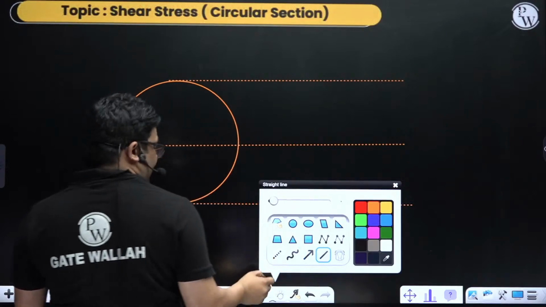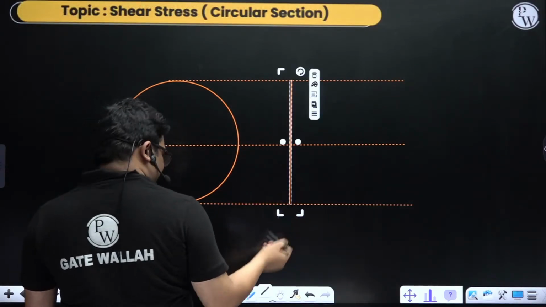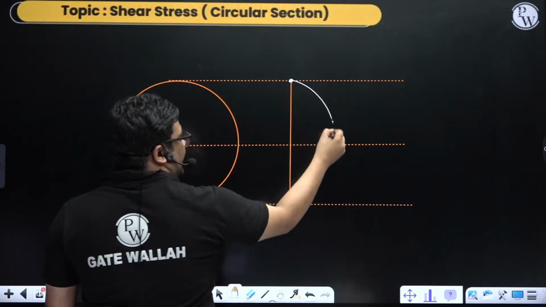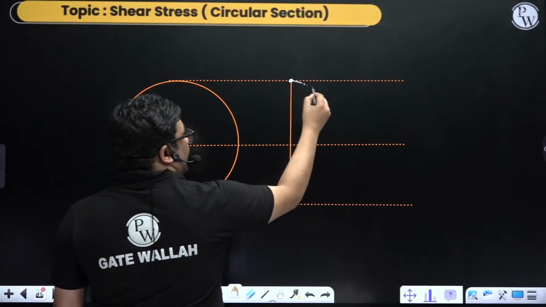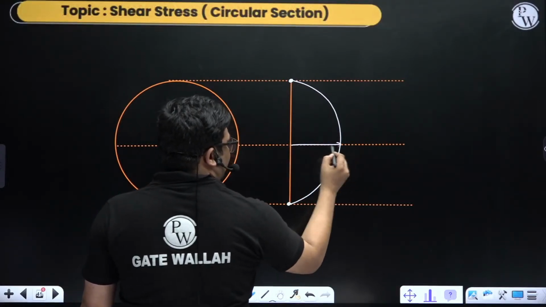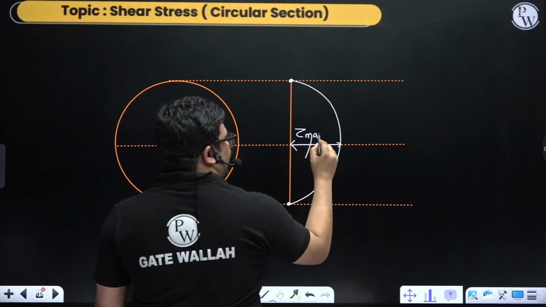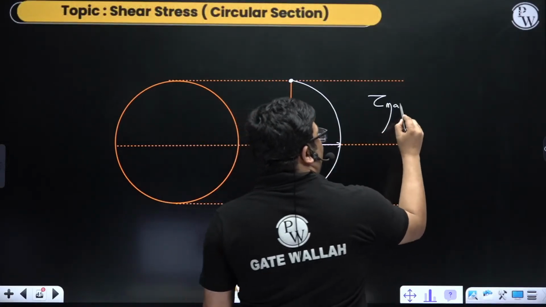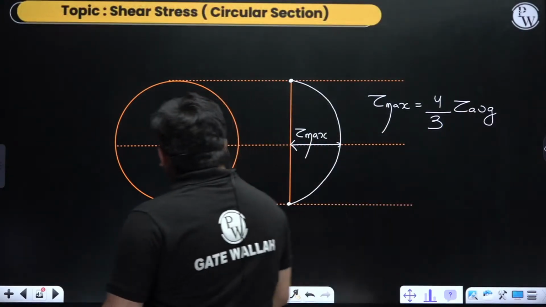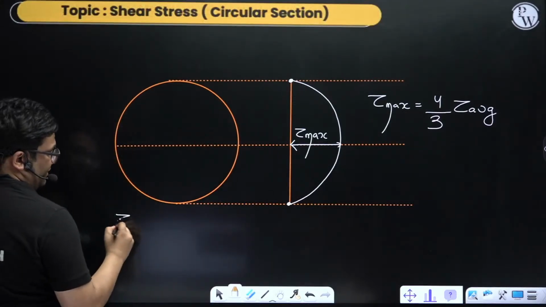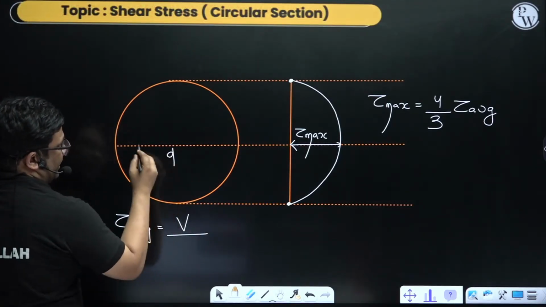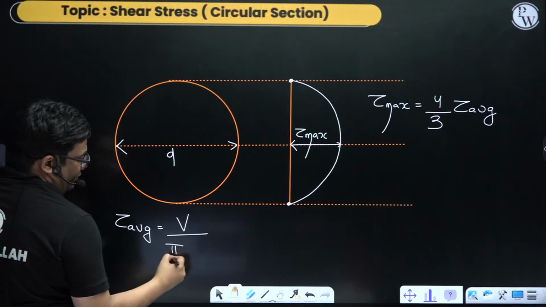So in the circular section, what happens? Again we'll get the same. At top and bottom you will get 0 shear stress. Again you will get a parabolic distribution, and you will get the maximum at the neutral axis, or mid depth, right? Maximum shear stress. And here the maximum shear stress is equal to 4/3 times the average shear stress. And what is the average shear stress here? It will be the shear force divided by the area. Area is a circular area, right? So pi/4 d square.